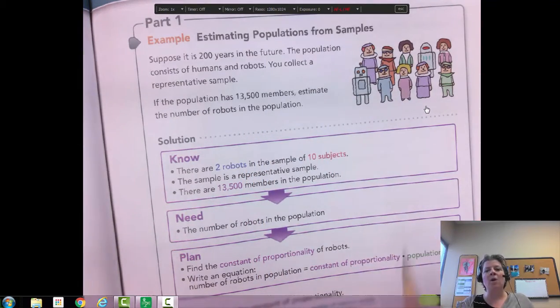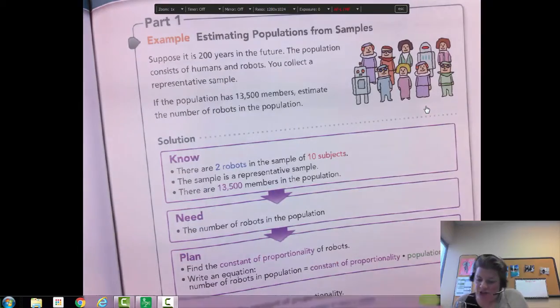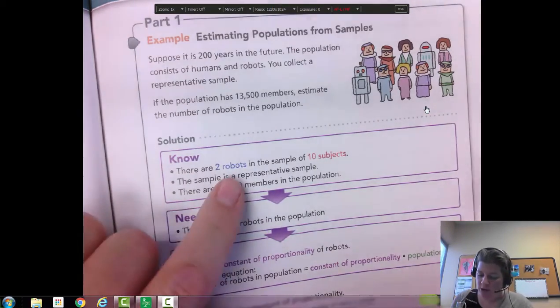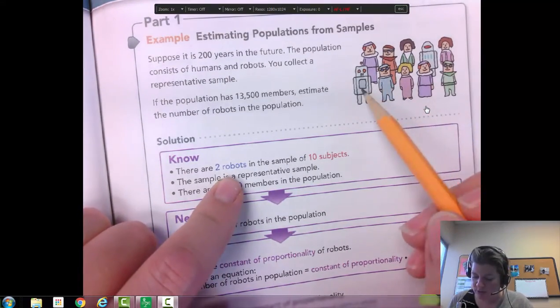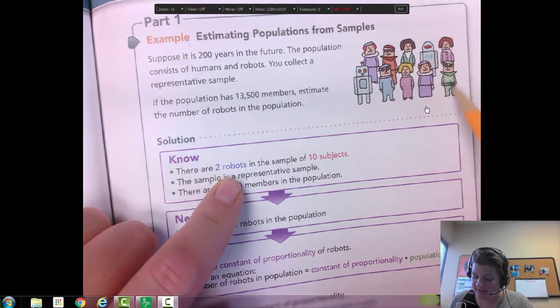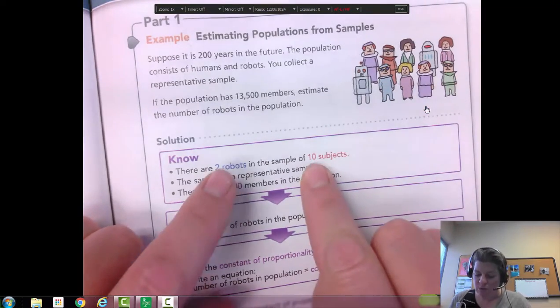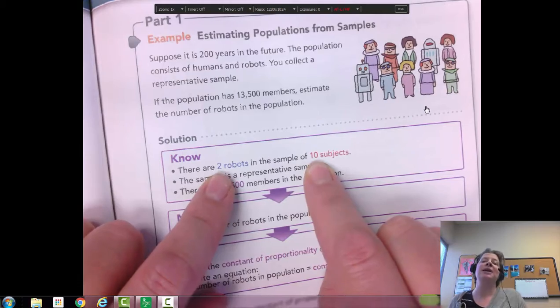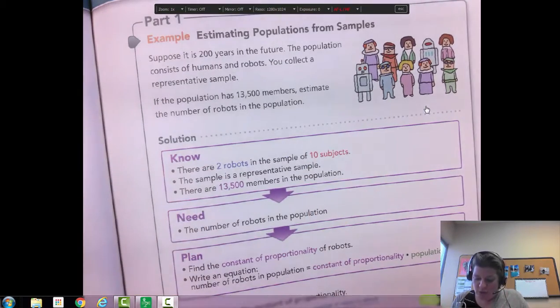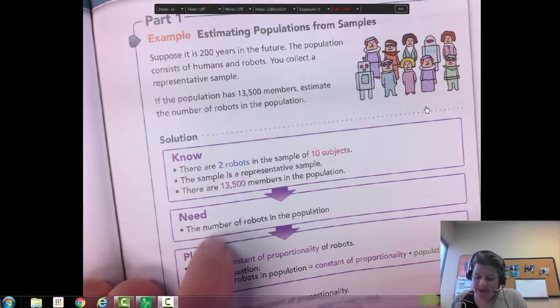Well, what do we know about this population here? Well, we know there are 2 robots, right? 1, 2, and there are 1, 2, 3, 4, 5, 6, 7, 8, 9, 10. So there's 2 robots of the 10, right? So that's going to be our constant of proportionality. It's going to be that 2 to 10. So then we can figure out our total numbers.